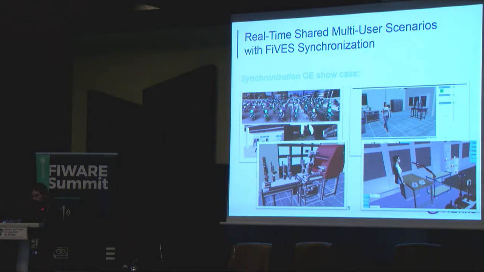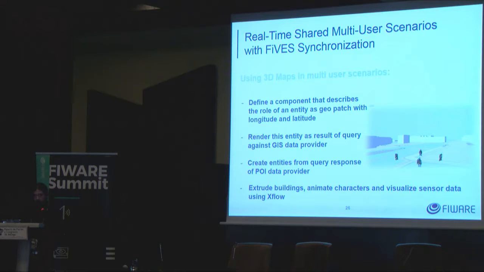And going from these multi-user scenarios to 3D map multi-user scenarios is then a simple task, because all we need is a component that describes the role of one entity in the world as a geopatch, and we use the capabilities of the GIS and POI data provider that we have seen earlier in order to create also entities from these query responses on server side, which are then in turn rendered in our 3D visualization on client side. And in this example application here, which was shown at the ACFI conference, I think we also used some Xflow operators to extrude buildings from OpenStreetMap data.